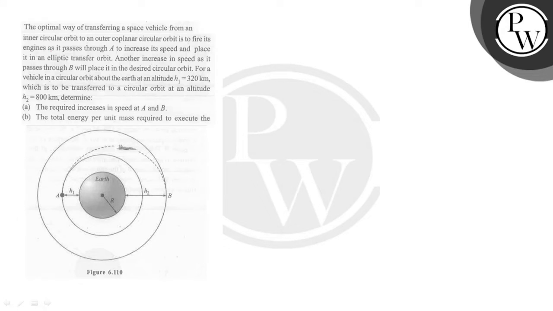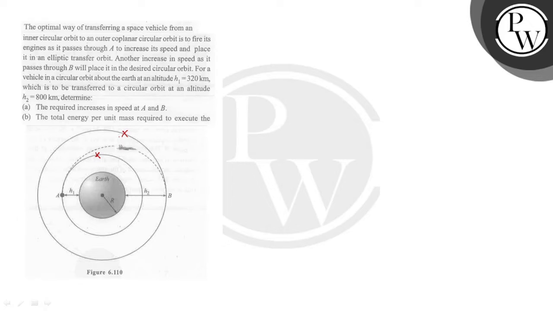The question is: the optimal way of transferring a space vehicle from an inner circular orbit to an outer coplanar circular orbit, that means from here to here, is to fire its engines as it passes through A to increase its speed and place it in an elliptical transfer orbit. Another increase in speed as it passes through B will place it in the desired circular orbit.